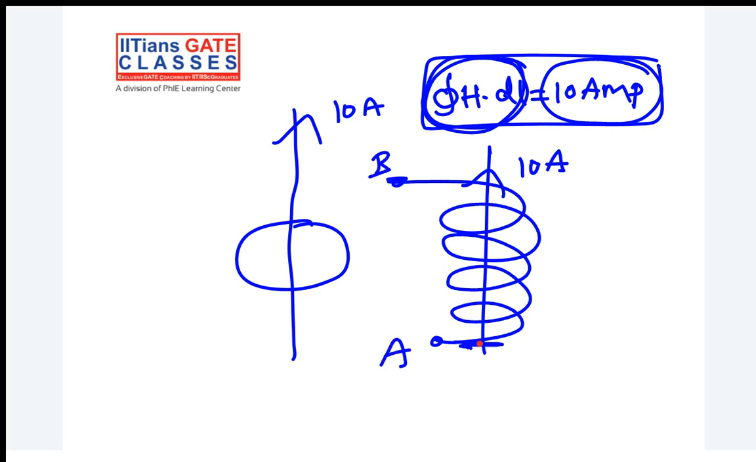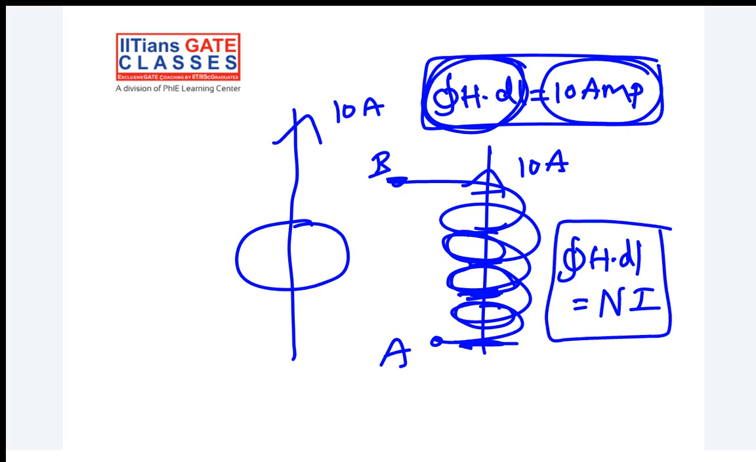So you can split the integration, one from here to here. When you are going from here to here, your 10 ampere is captured. And again from here to here, another 10 ampere. Integration is nothing but summation, right? Again from here to here, one more loop. So whatever the number of loops, the total enclosed current is nothing but N into I, where I is the current passing through the wire.